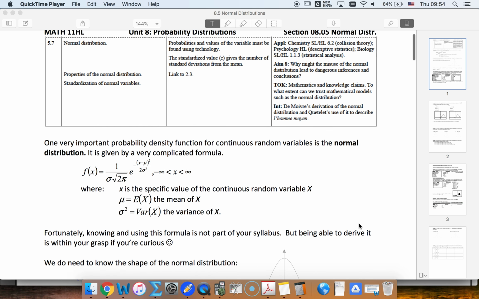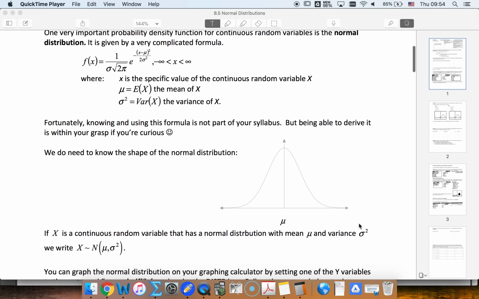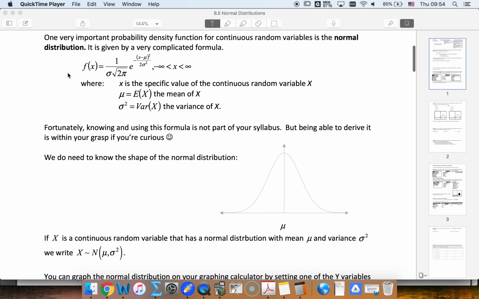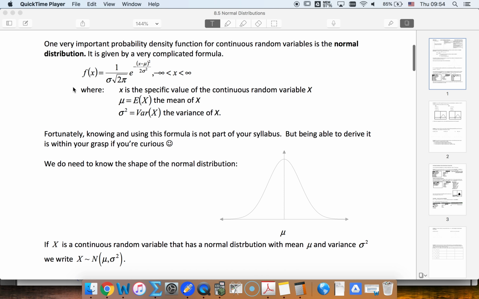And there is a formula for modeling the normal distribution. We can see it here, but you don't actually need to know this formula. It's not given in your formula booklet. It's not part of the syllabus, but it does exist, and deriving it is within your grasp. So if you're curious, it's something you could look up, or if you're thinking about IA ideas, this is a good one.